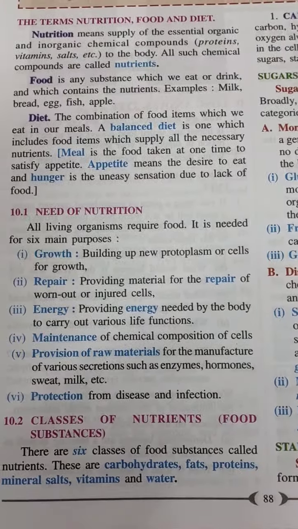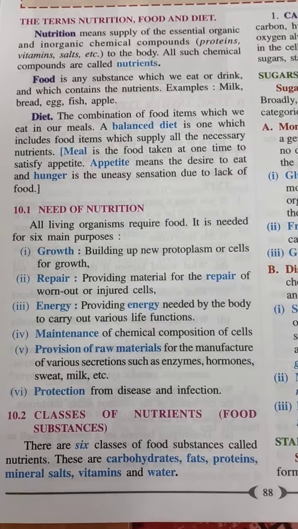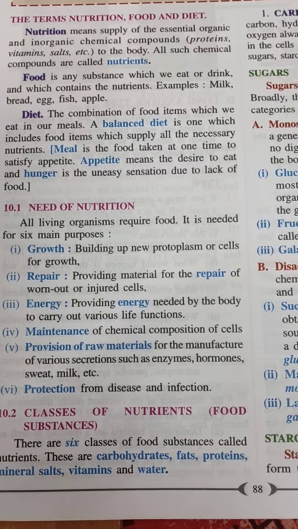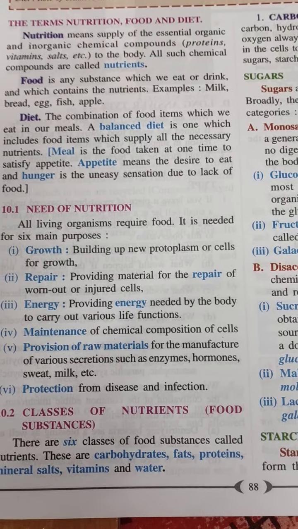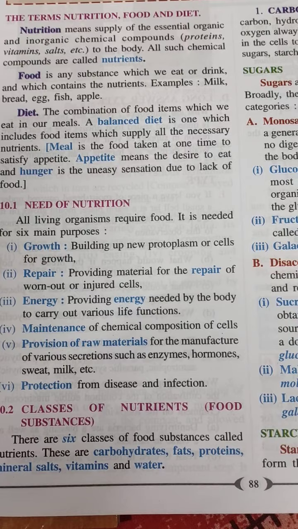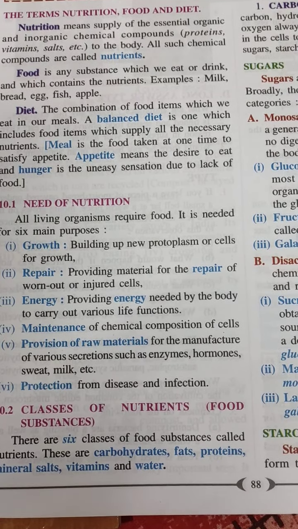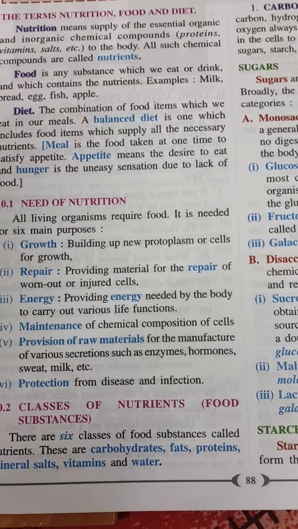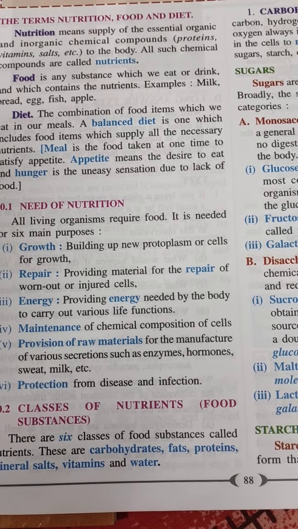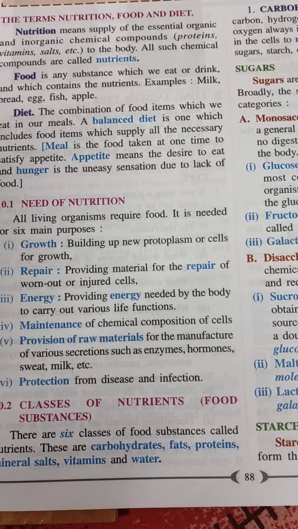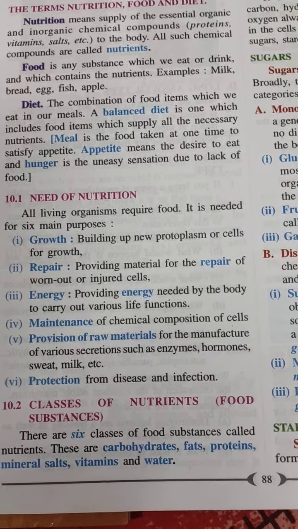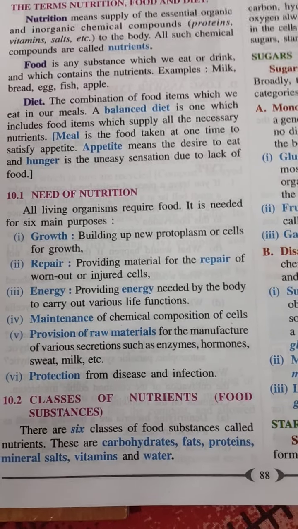First of all, we need food for our growth, for building up of cells, providing material for the repair of worn out or injured cells, providing energy needed by the body to carry out various life functions, maintenance of chemical composition of cells, provision of raw materials for the manufacture of various secretions inside the body, and protection from disease and infection. So we need nutrition for so many things.